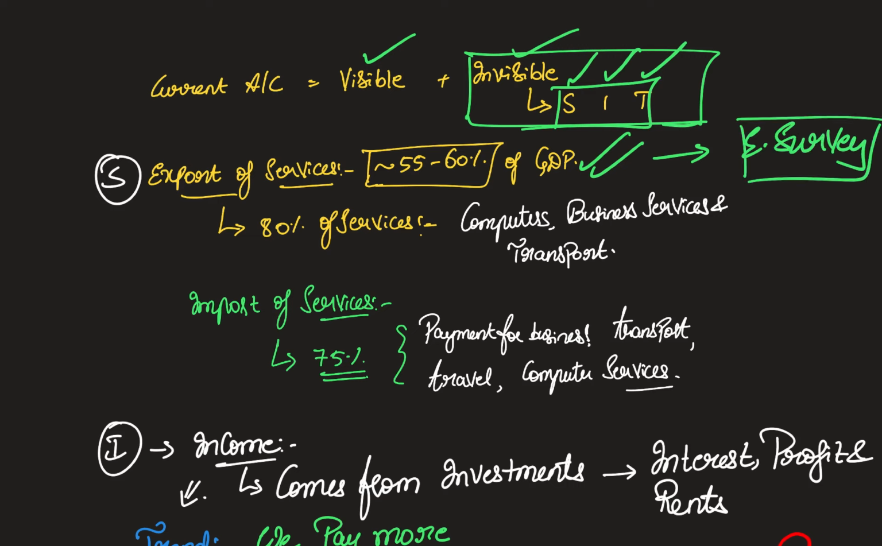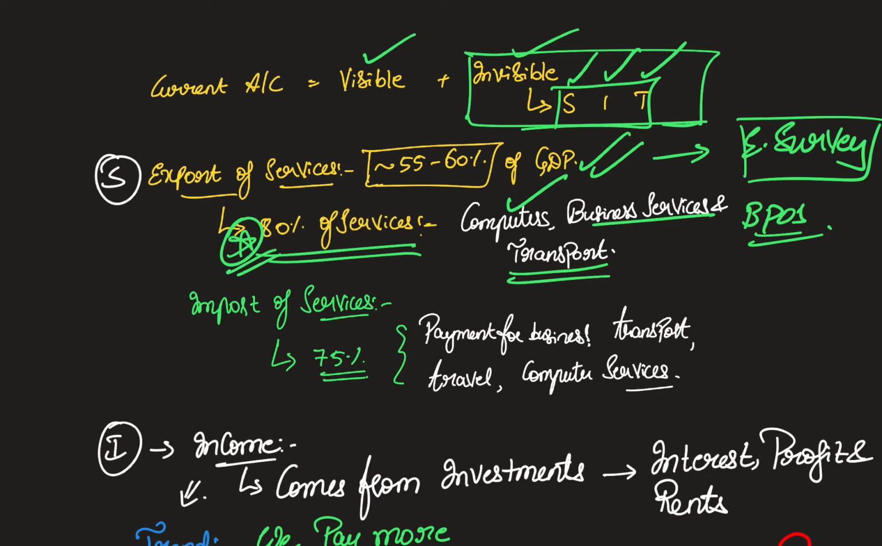We will be discussing it elaborately in that chapter. Now just remember that 80% of the services that we export constitutes computers, because it's understandable. India's strength is the IT sector. Then you have the business services like financial services, the back end office work that we do for a lot of American and Western companies, the BPOs, etc., that we have for customer service. And then you have the transportation sector. These constitute 80% of the services.